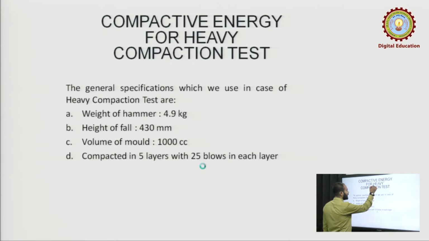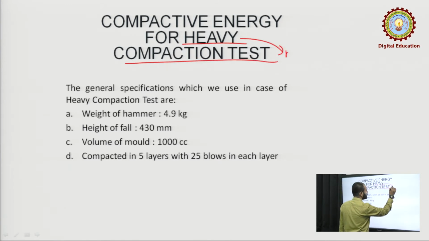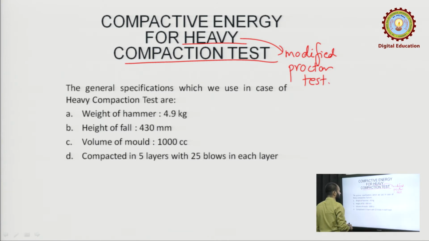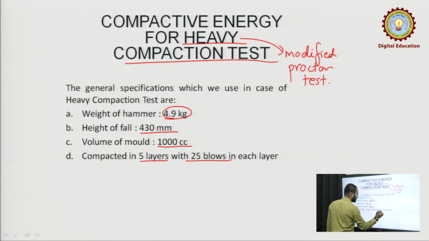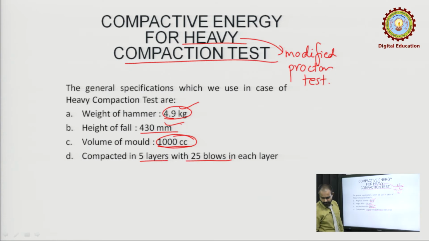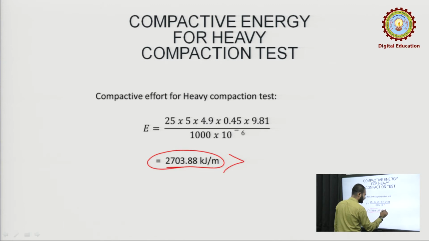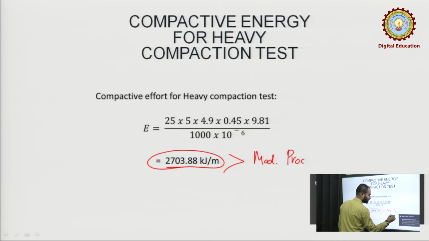Again for heavy, you can see the heavy compaction test, which corresponds to the modified Proctor test. Again you can see this is 4.9, 430, 1000, 5 layers and 25 blows. These are obviously modified and increased to some extent, so the compactive energy, if we calculate, is again increased. This is greater than the modified Proctor test.